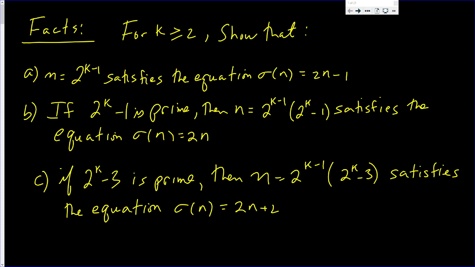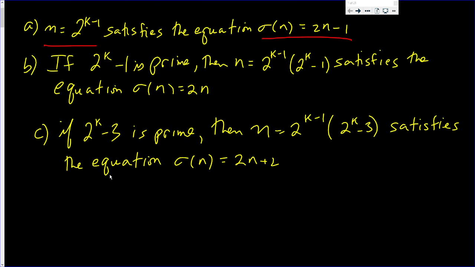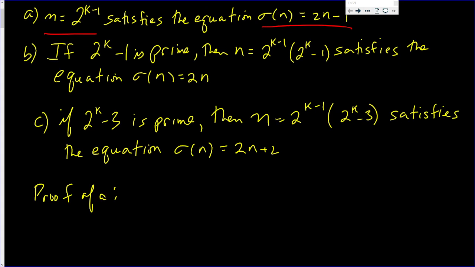The first fact that we're going to prove is that n equals 2 to the k minus 1 satisfies this equation. So, proof of A. Now, sigma of 2 to the k minus 1. Well, the divisors are 1 and 2 and 2 squared, all the way up to 2 to the k minus 1.